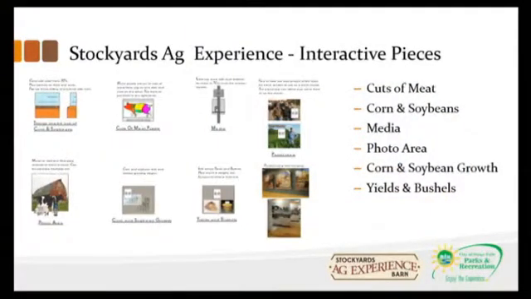Here's another neat interpretive example of that. What are the different cuts of meat on a hog, for example? What are the things that you feed those livestock? It'll have multimedia photo areas for different photo opportunities for folks that visit. Corn and soybeans, talk about primary crops in the area, and also about what's yield and how big is a bushel, those types of things.